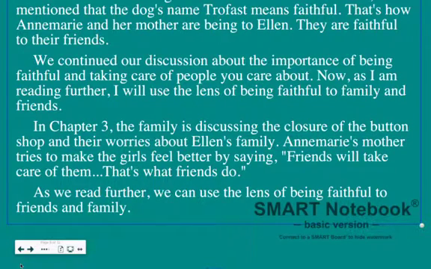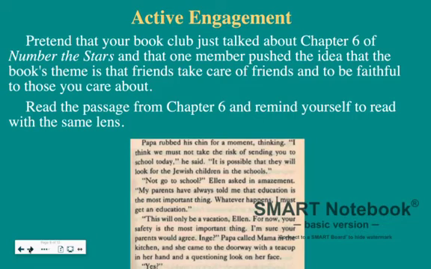The more I think about it, it does, because I think back to chapter 6, they're taking care of Ellen and her family, right? Peter has hidden the Rosens somewhere. Ellen is staying with Anne-Marie's family, and they're protecting them. Then I think back to other chapters, because the theme can't just be in one chapter. In chapter 3, the family's discussing the closure of the button shops and their worries about Ellen's family. Anne-Marie's mother tries to make the girls feel better by saying friends will take care of them. That's what friends do. So I start to see this theme. It's in multiple chapters, so this would be something I could probably use throughout the book about friends taking care of friends.